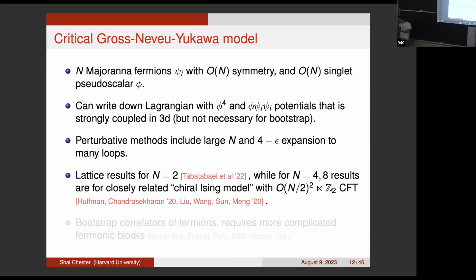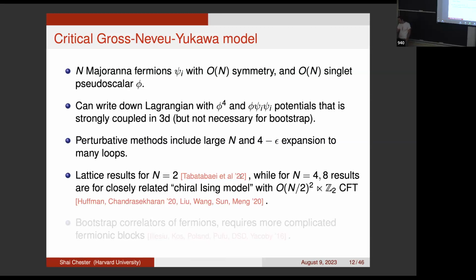You could also try to use the lattice. The lattice is much, much harder for this fermionic theory than for the Wilson-Fisher fixed point. So this is the first example of a theory which is clearly of experimental interest, where methods prior to the bootstrap aren't good enough. These lattice results exist, and I'll show you in the next plot, but you'll see they're very rare. In particular, it's hard for these lattice models to even distinguish between this critical Gross-Neveu-Yukawa model and some other closely related model.